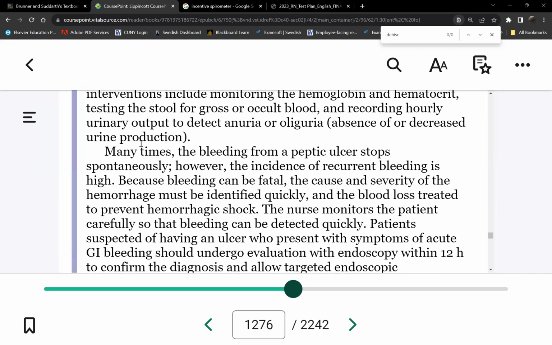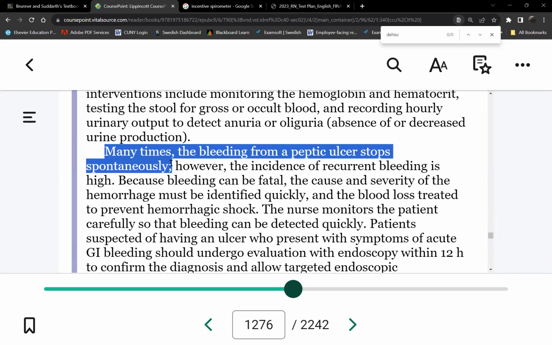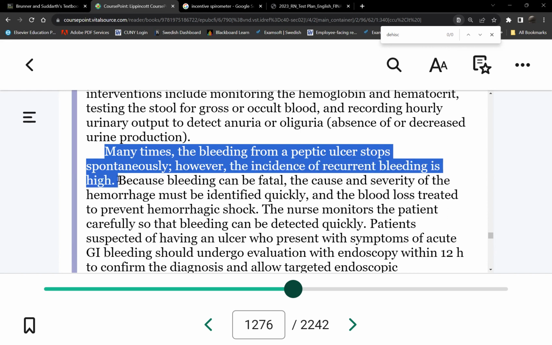So this is what I mean. Many times the bleeding will stop spontaneously. However, the incidence of recurrent bleeding is high. So how do we prevent that rebleeding? PPI therapy. Very good, children.